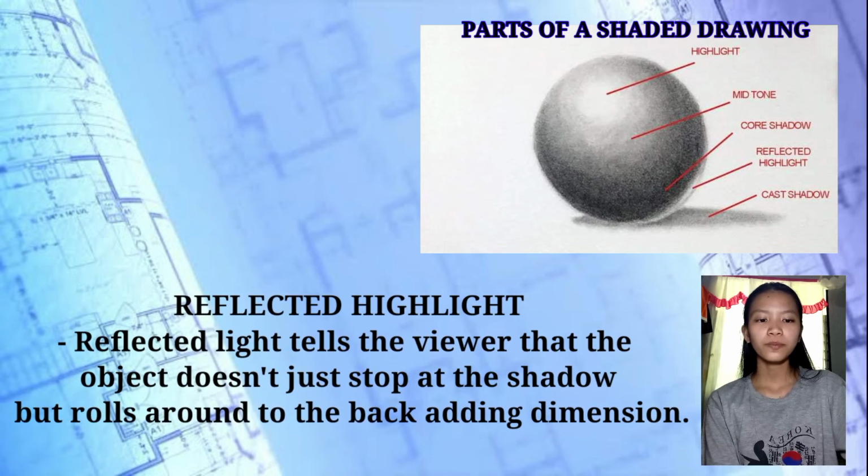So number 4 is reflected highlight. Reflected highlight tells the viewer that the object doesn't just stop at the shadow but rolls around to the back, adding dimension. So sinasabi dito na yung reflected light, nag-a-add din siya ng dimension dun sa object. Katulad nga ng core shadow, nagbibigay din siya ng shape para mas maging realistic yung drawing.